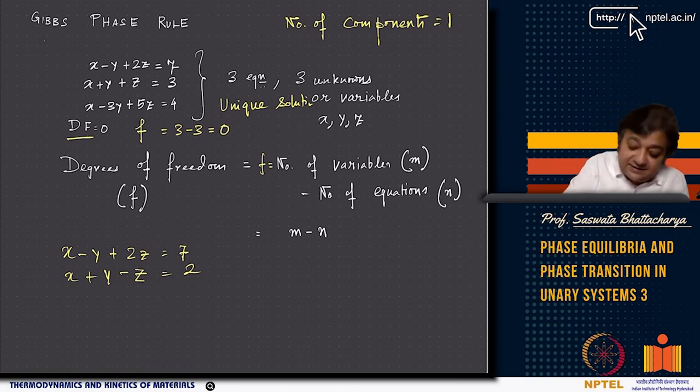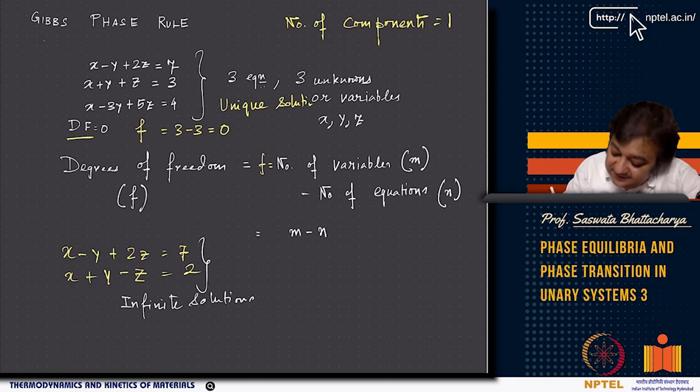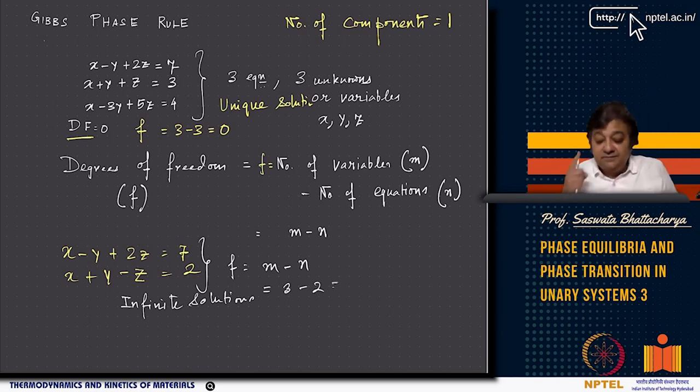So basically, in this case, the system will have infinite solutions. So there is no unique solution, or there is no unique equilibrium that you can ascertain in this case. So basically here f, which is equal to m minus n, where m is the number of variables and n is the number of equations, is 3 minus 2, because you have x, y, z, 3 variables and 2 equations, which is equal to 1. So the degrees of freedom is positive 1, it is not equal to 0, right?